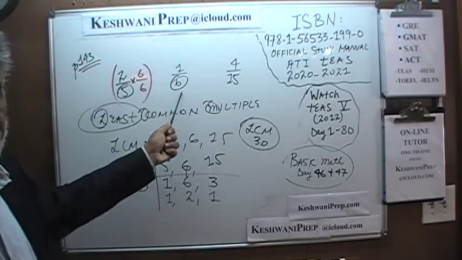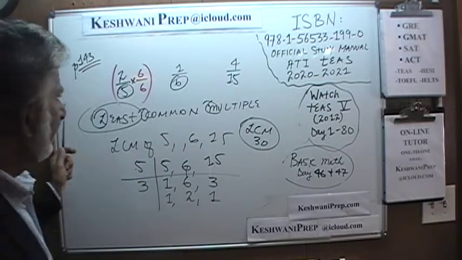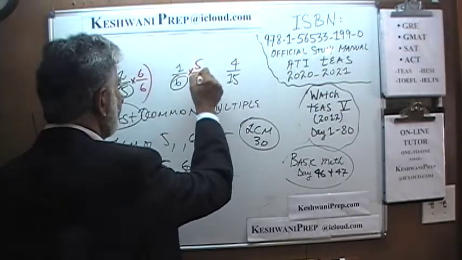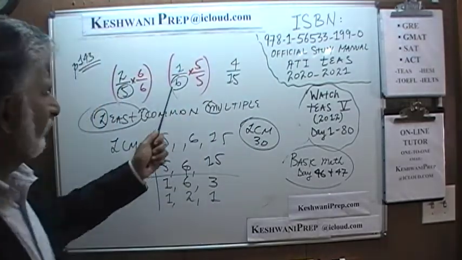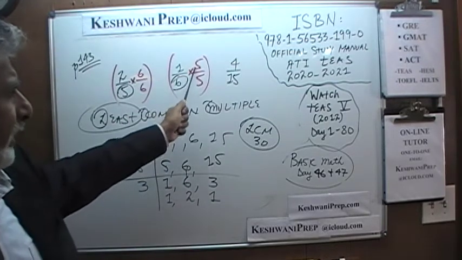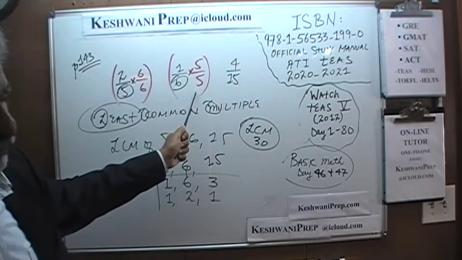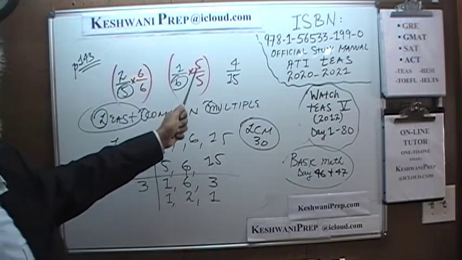I see a 6 here. How do we turn that into 30? Why don't we multiply top and bottom by 5? Now the bottom becomes 30. As long as you multiply both the top and the bottom by the same number, you're not changing its value, because you're simply taking the 1/6 and multiplying by 1.